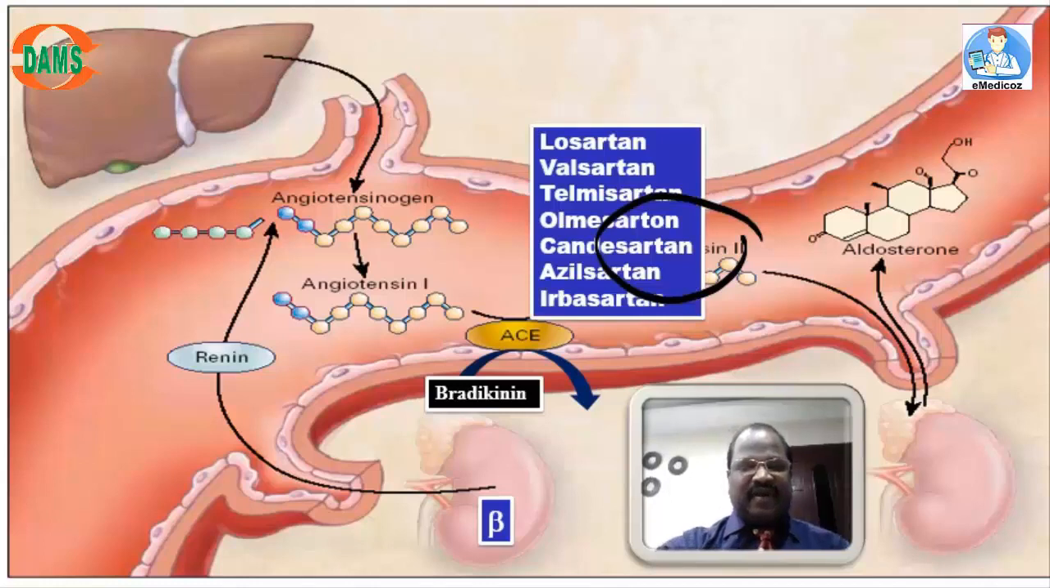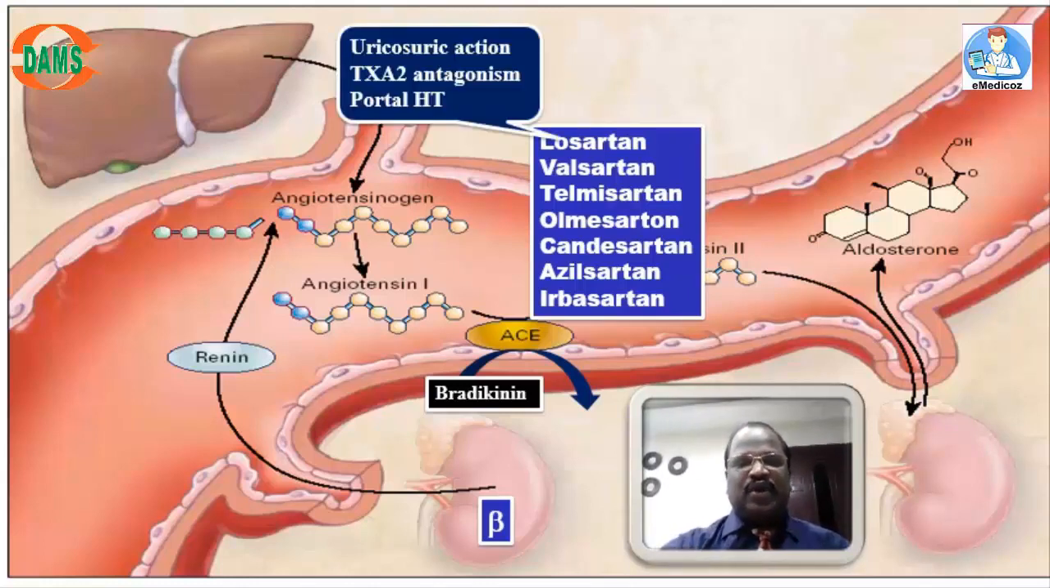Examples of ARBs are losartan, valsartan, telmisartan, olmesartan, candesartan, azilsartan, and irbesartan. Now we are going to discuss the properties of the various angiotensin receptor blockers. First, losartan. Losartan has uricosuric action. Very important point. Because of its uricosuric action, it is the ARB preferred for treating hypertension in a gouty arthritis patient.